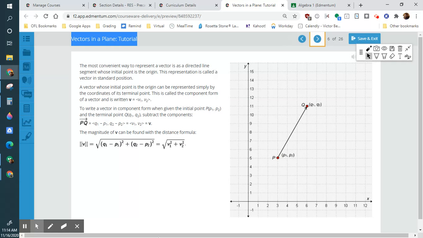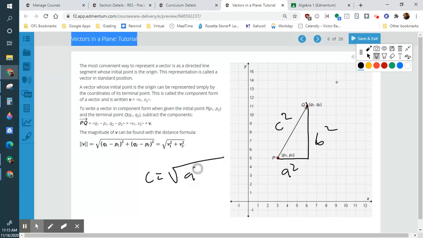All right. So the way we figure out the vector, I just think of it as using the Pythagorean theorem. It's a squared plus b squared equals c squared, or you can think of it as c equals the square root of a squared plus b squared. How do we figure out what our a is, though? The way we figure out our a is we're going to take the x value of our Q, Q sub x, minus P sub x. So that's how we're going to figure out how long this is.